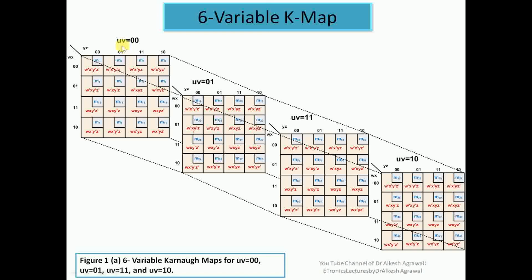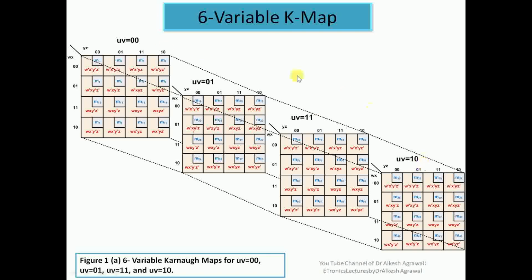Out of those six variables, u and v are the most significant and next to most significant bit. So u is the most significant bit and v is next to most significant bit. These two variables are outside the maps, and the rest four variables, that is w, x, y, z, are depicted in each map. Since the two variables are depicted outside the maps, in all we have four combinations with uv as 00, 01, 11 and 10.